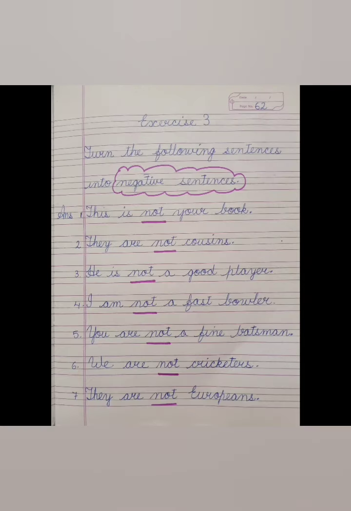Next is again exercise 3, page number 62. We will do this exercise in our English 1 notebook. Turn the following sentences into negative sentences. We will write answers only. Number one, this is not your book. Underline the word not. Number two, they are not cousins. Underline the word not.